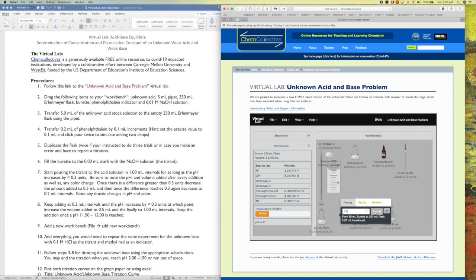And just remember that as you're adding volumes, you're also noting the pH that is being measured at that volume. And so I'm going to add 0.2. And that went up by more than 0.1, right? But that doesn't matter. What we're interested in more now is what the pH is at every volume that we are adding. And we are also paying attention to the color of the flask. When it turns pink, it will be at the end point, right?